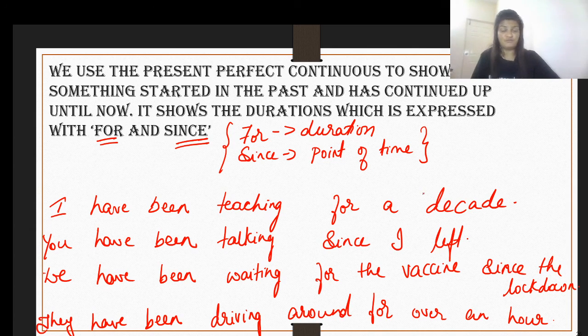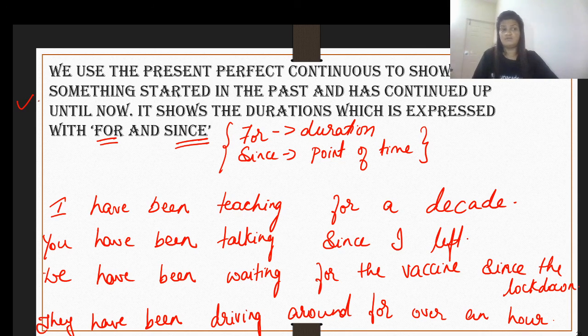All right, let us analyze these examples now. I have been teaching for a decade. Let us first see if we have used the right structure. Subject, have been, and then main verb with ing. Yes, of course we have. So there you have the correct format or the structure of the statement. Now let us see if it holds correct for the usage.